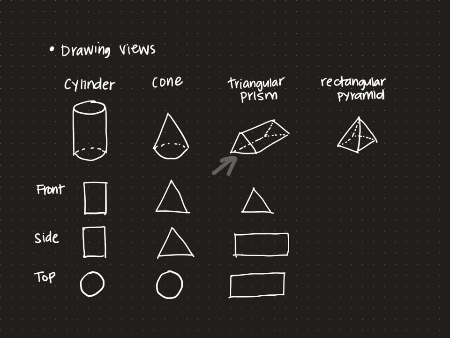For the rectangular pyramid, from the front, you're going to see a triangle. For the side, you're going to see a triangle. And then from the top, you're going to see a rectangle. So that's how things are going to work for front, side, and top.